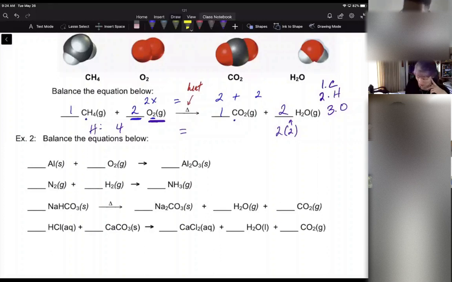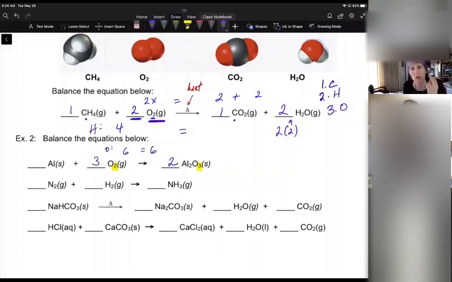So here oxygen has 2, and here oxygen has 3. There's only one way to get those equal. So when I see that there's only oxygen in one compound on each side, one has 2 and one has 3, then I want to lead off by saying, okay, I must need 2 of those and 3 of those to get 6 equals 6 for my oxygens. So I'm looking for, it's almost like cross multiplying, right? Like the crossover method. Then we have to go back and fix up aluminum.